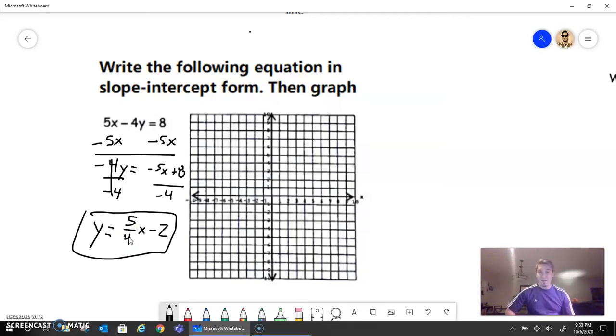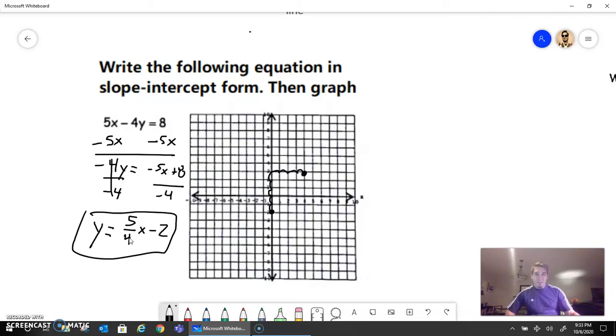So all we have to do now is go to our graph. We know that in slope-intercept form, the coefficient in front of the x is our slope, and this numerical term over here is our y-intercept. So let's start there. Let's go to the y-intercept of negative 2. And then we're just going to count rise over run. Rise was the top and run was the bottom of that fraction. So we're going to go up 5 units in the positive direction, 1, 2, 3, 4, 5, and 4 units over to the right in the positive direction as well, 1, 2, 3, 4.